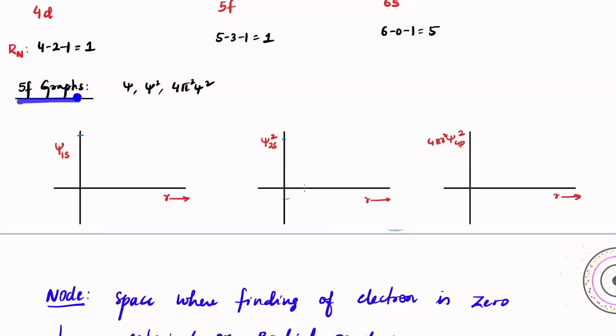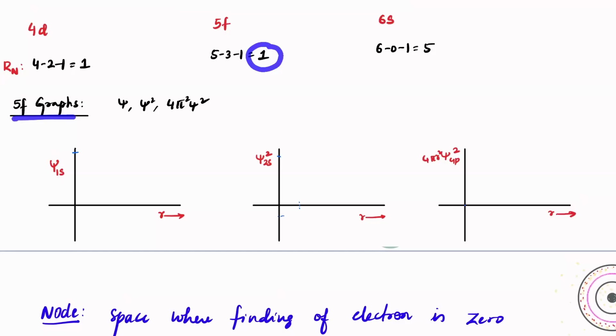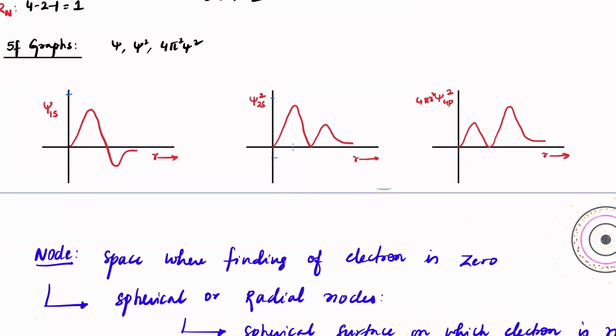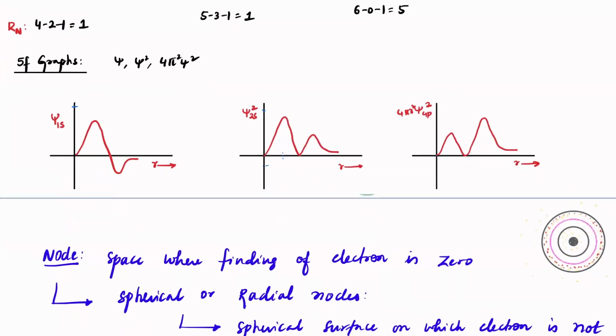Now, for 5F, we learned that there is only one node. Which clearly tells us that here, it will start like this. It touches once and goes this way. That's it. And when it comes to psi square, it will start like this, touches once and turns around and goes like this, because all you need to do is bring the negative part to the positive side. And 4 pi r square psi square will touch only once, but the peak should be increasing here, increasing peaks. So once it touches, it goes this way. Done. If you understand the pattern, it's pretty easy.